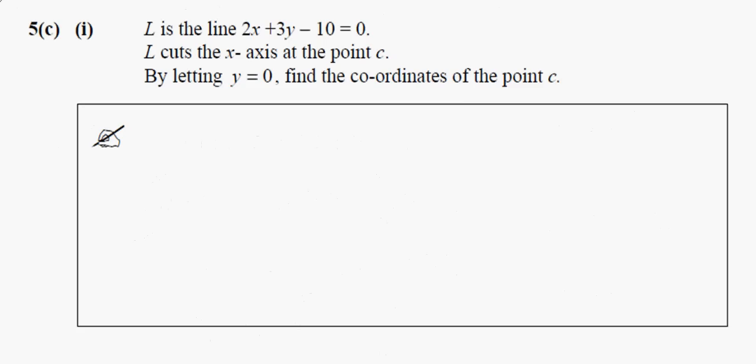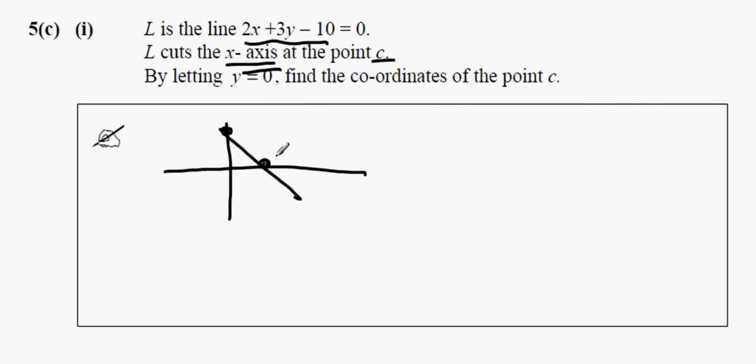Okay, now next question. The line L is 2x plus 3y minus 10. The line L cuts the x-axis. Okay, so if you imagine that what we have here is something like this, 3, and it's going to come downwards. We want to find out where it cuts the x-axis at the point C. So this is the point C here.